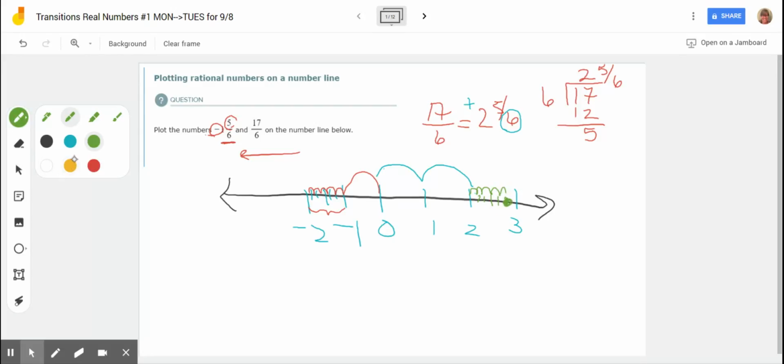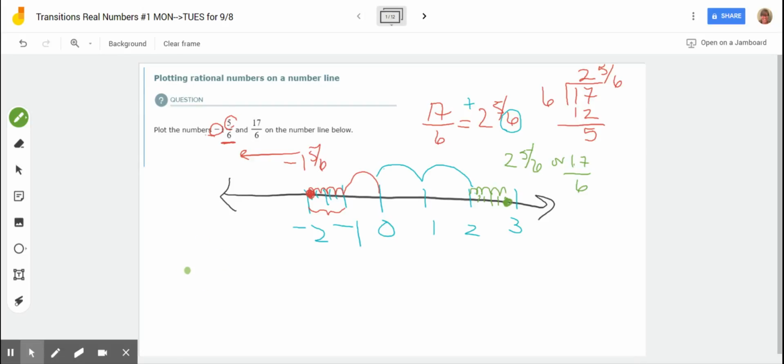And I forgot to actually mark that other one. Whoops. This is going to be -1 and 5/6. And this is 2 and 5/6, or 17/6.